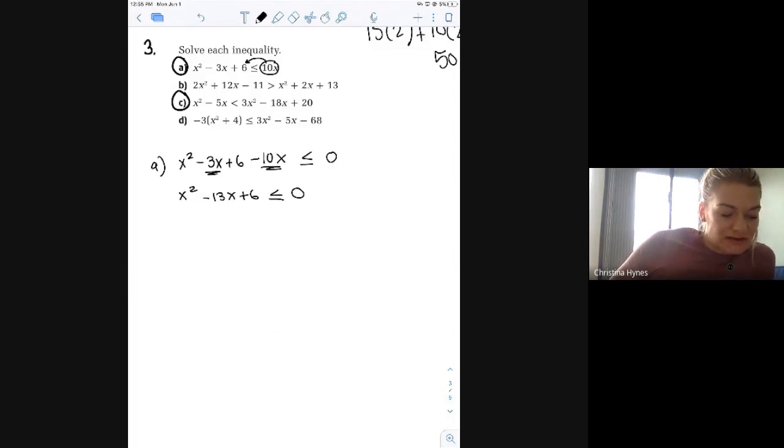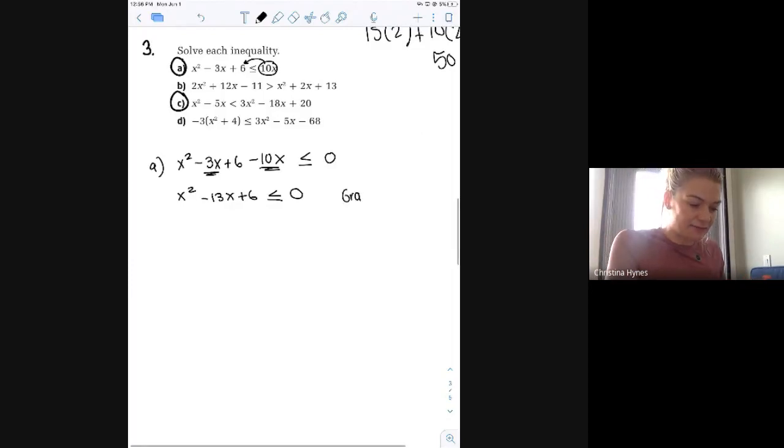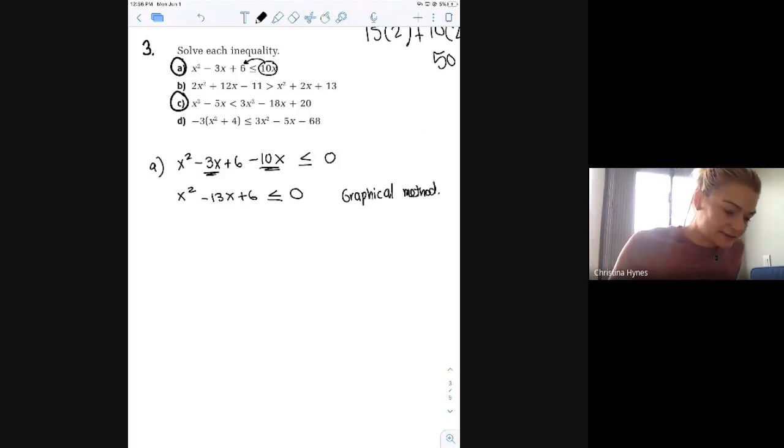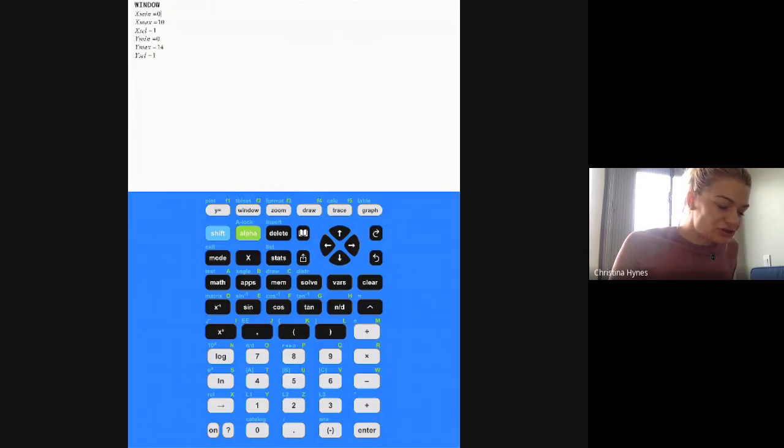If this was a nice quadratic, you could possibly factor it, but I know it's not going to nicely factor. So I'm going to either use my quadratic formula or my graphing calculator. I'm going to do the graphical method. So x squared minus 13x plus 6. Go to your graphing calculator and graph this. Change your window so that you can see it. I'll use the standard window for this one.